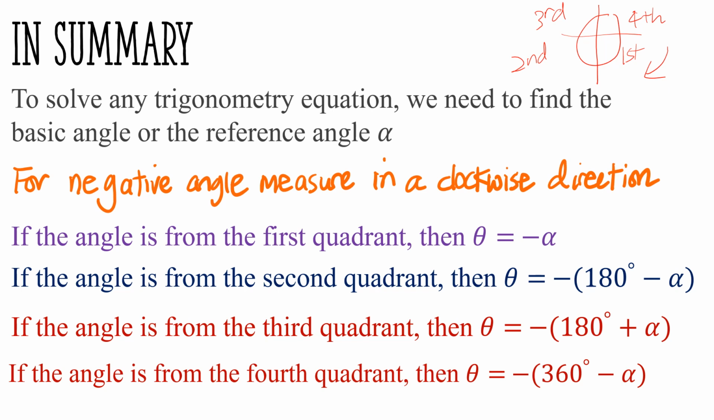If you compare angles measured anti-clockwise versus clockwise, the only difference is that for angles measured in the clockwise direction, you just make sure that you put a negative in front of your brackets. For angles measured anti-clockwise, you don't need the negative sign there.